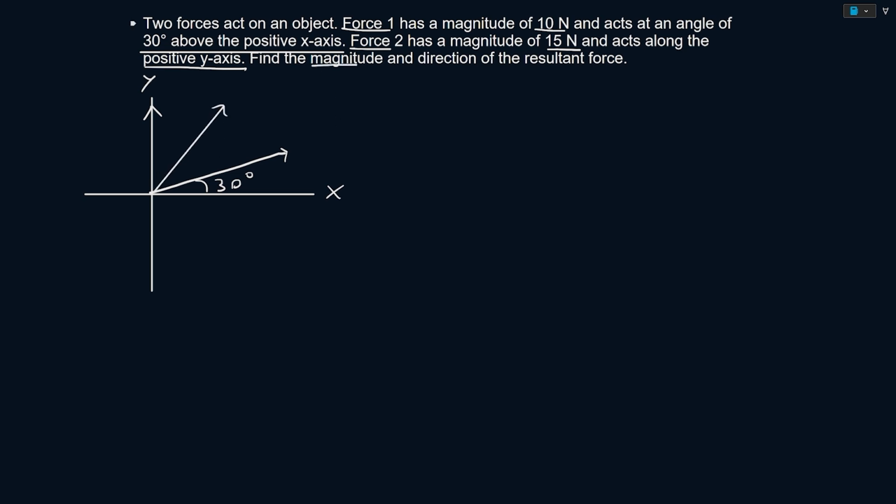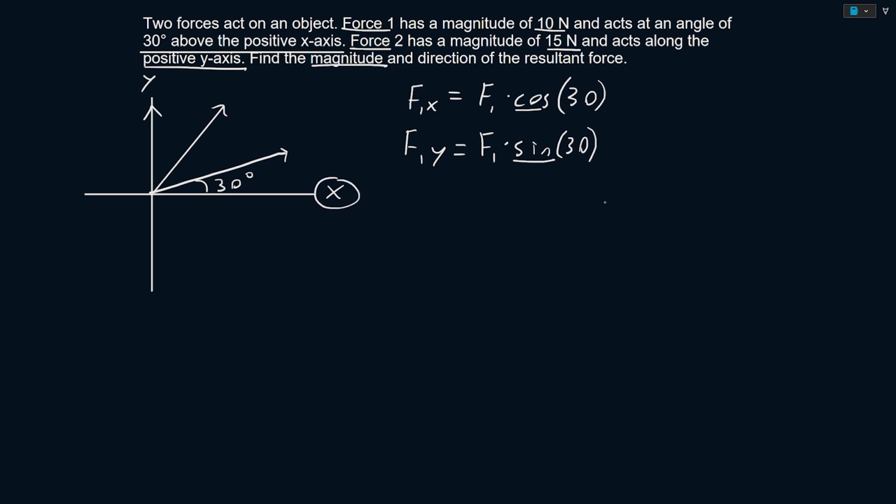In order to find the magnitude of the resultant force, we will have to break the force up into its x and y components. To do this, we have to find the x and y components of each individual force. Force 1's x component is equal to the magnitude of force 1 times cosine of 30 degrees. And force 1's y component is equal to the magnitude of force 1 times sine of 30 degrees. We know that they are cosine and sine because we are doing this relative to the positive x-axis.